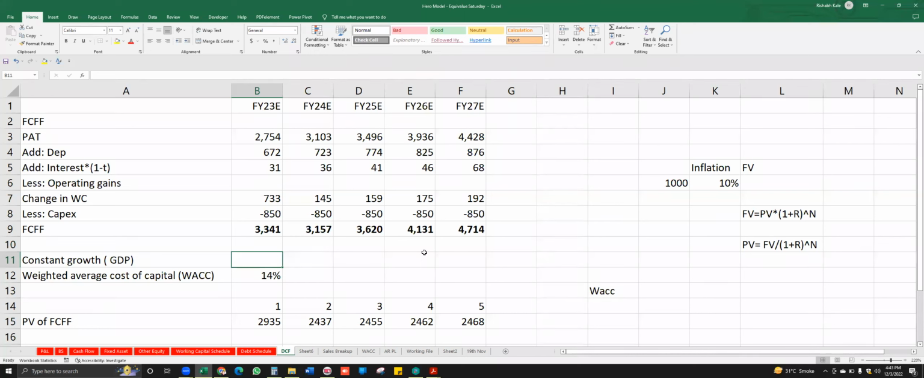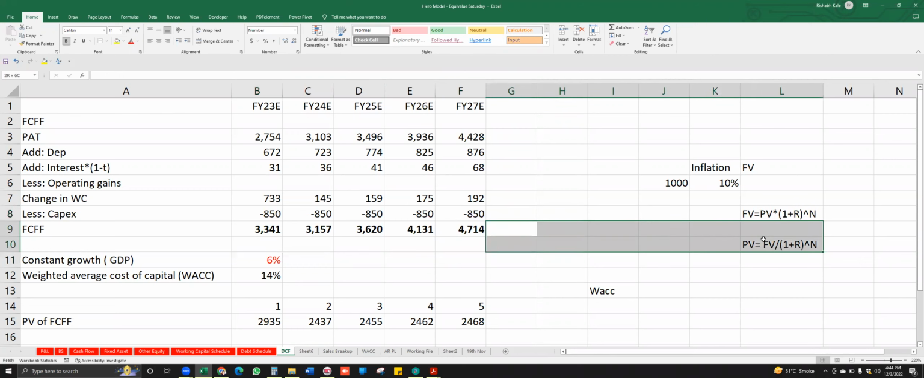Yeah, 7%. Usually India's GDP growth is around 6 to 7%. So over the historical last 20-25 years, India has grown around 6 to 7%. So we will take 6%. Now what we assume is that this company's future cash flows will grow at 6% every year. Till when? Till infinity. You don't know.